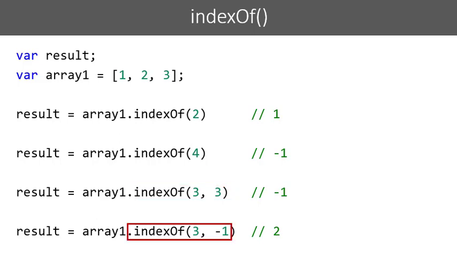Here search start index is passed as -1. So array length minus 1 is equal to 2 and value 3 exists at index 2.